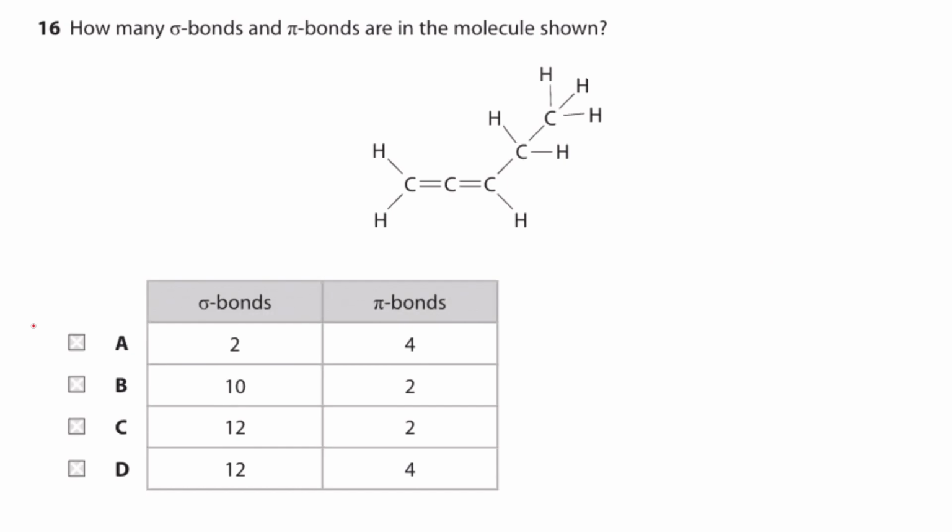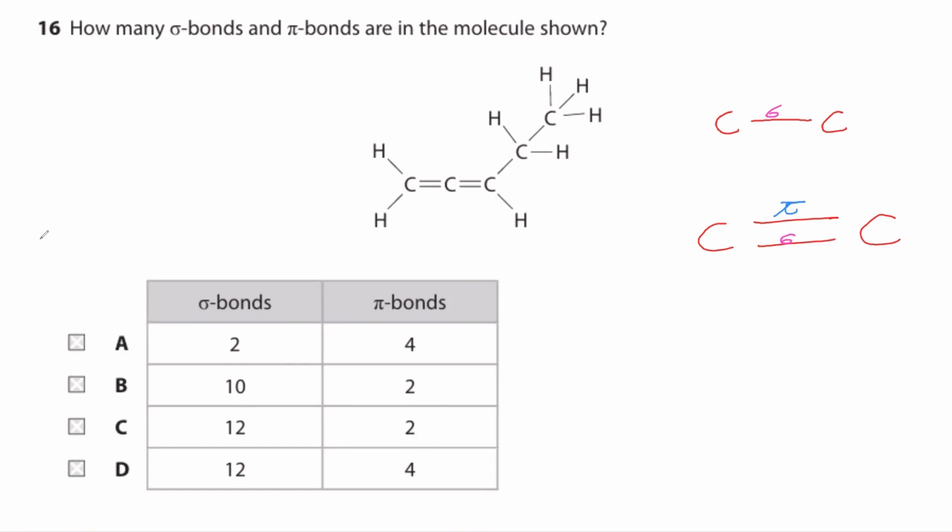Now let's go for question number 16. How many sigma bonds and pi bonds are there in the molecule shown? This is the one thing you have to remember. When you see a bond between 2 atoms, it can be any 2 atoms, always the first bond is a sigma bond. If you see a double bond between 2 atoms, you see 2 bonds between the atoms. Again, you pick one, that's sigma. Then the other one is pi bond.